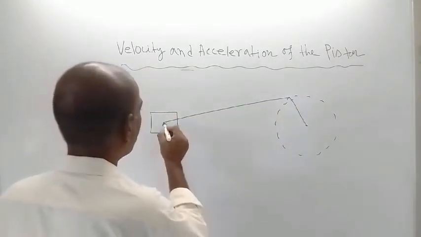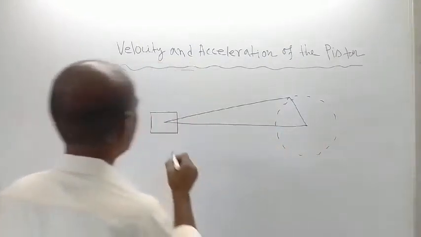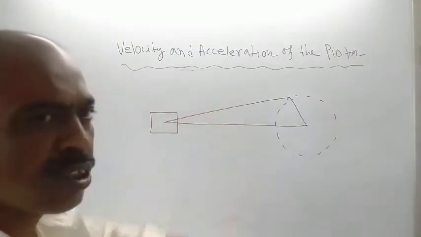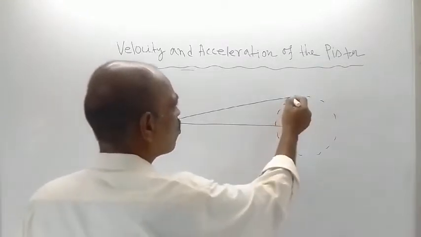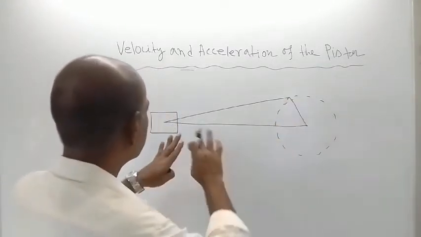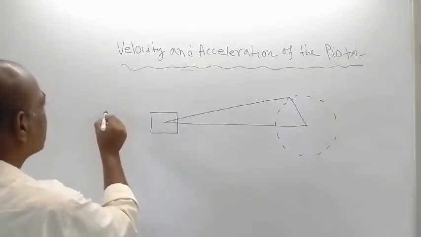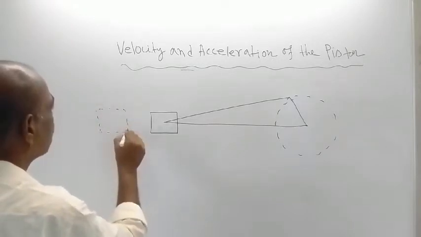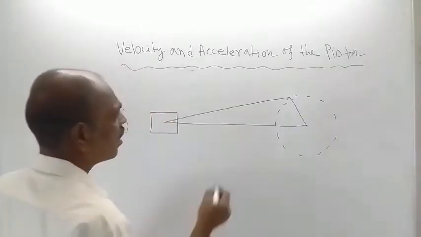And now you join this with the center. This is the center of the piston. So this is one position of the piston. But say, when the crank was at this position, then what will happen? The piston will move somewhere here. So say, this is the position of the piston.